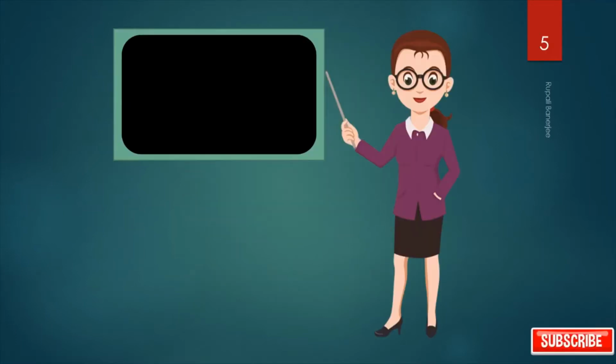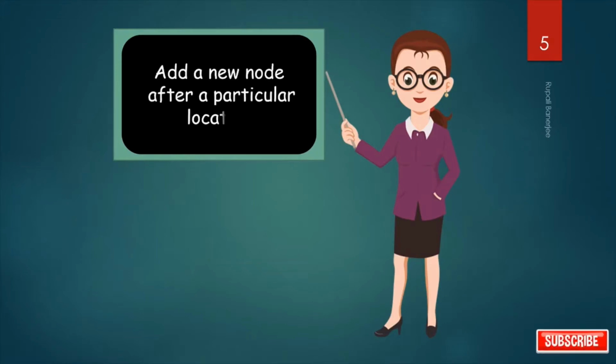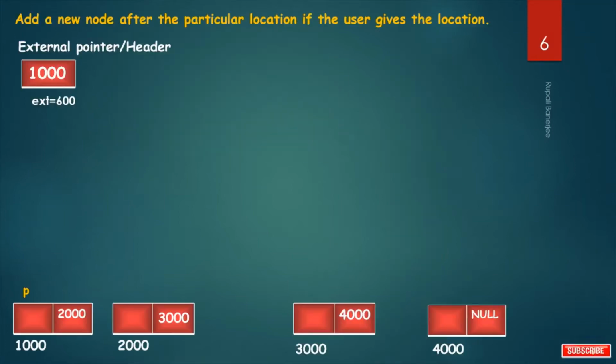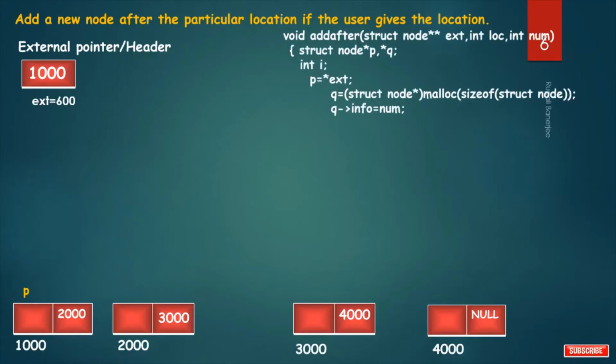Our first operation is add a new node after a particular location, and that location is given by the user. Means user gives a particular location, you have to create one new node and you have to add that node after that location. So what will be the function? Add a new node after the particular location if the user gives the location. So function name is add after.